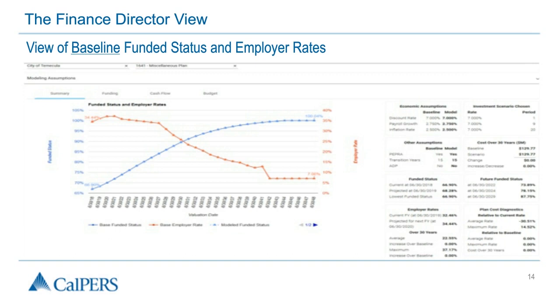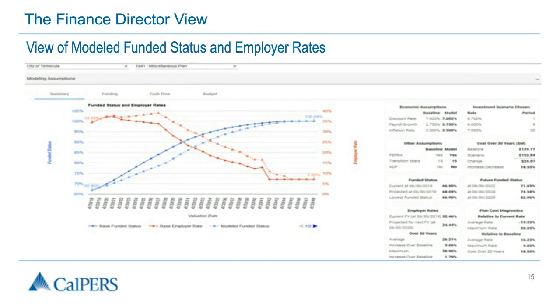So that is what you see initially as the baseline view. But this finance director is also very astute and is worried about the downside risk in her plan and its potential impact on her budget. She has clicked on the Modeling Assumptions tab, which you'll see just above the Summary tab, and has entered an alternate scenario.